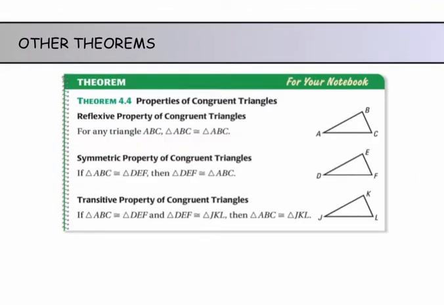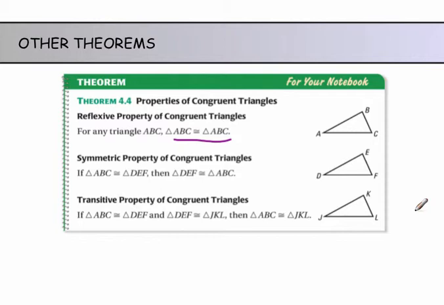Some other theorems. We've got the reflexive property of congruent triangles. So basically what this is saying is that a triangle ABC has to be congruent to itself. Triangle ABC. That is the reflexive property. It's basically just a reflection on both sides of the congruent symbol.